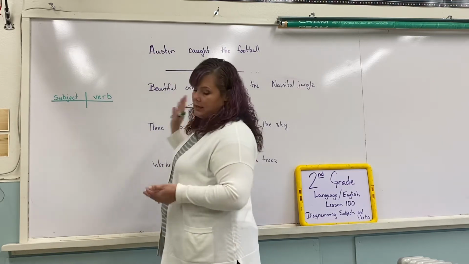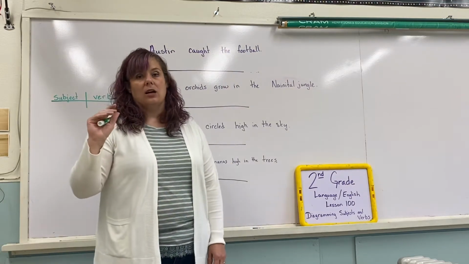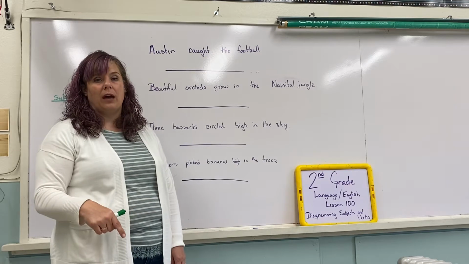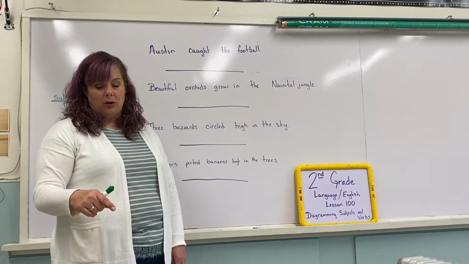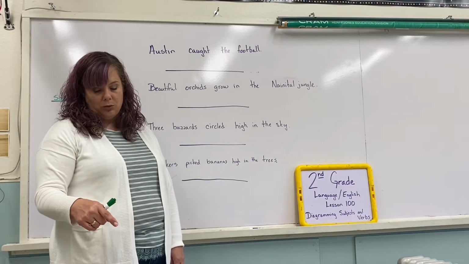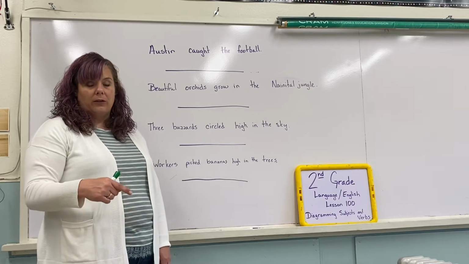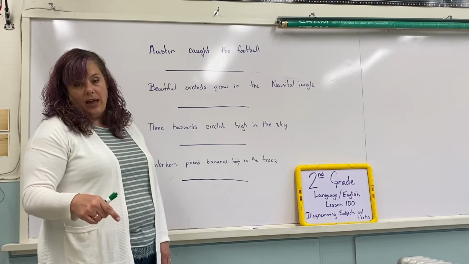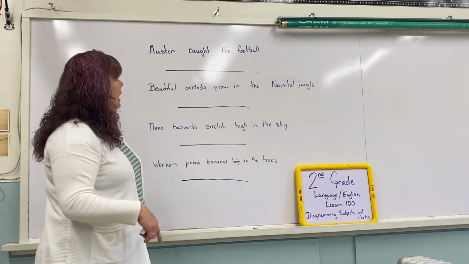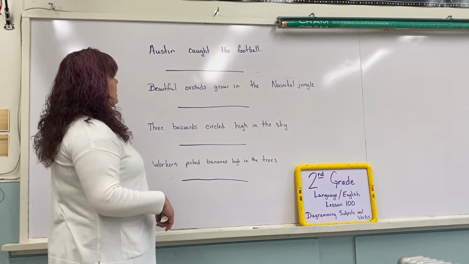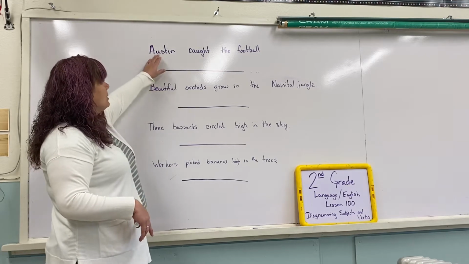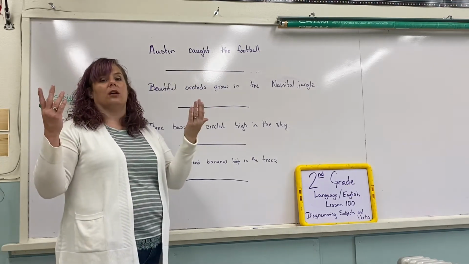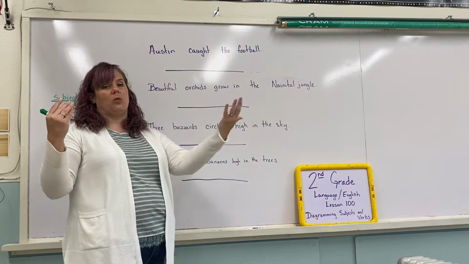So we're going to take these sentences on page 199 that you have been doing, and we're going to go through number 1. We're going to find the subject and the verb first, and then we're going to diagram them on that line that they give you, okay? So the first sentence they give you was, Austin caught the football, okay? Who did what? Where's our line going to go?